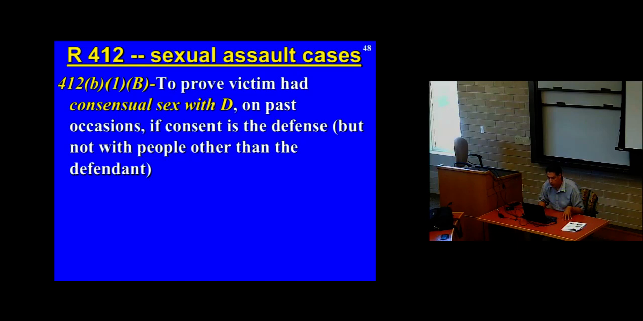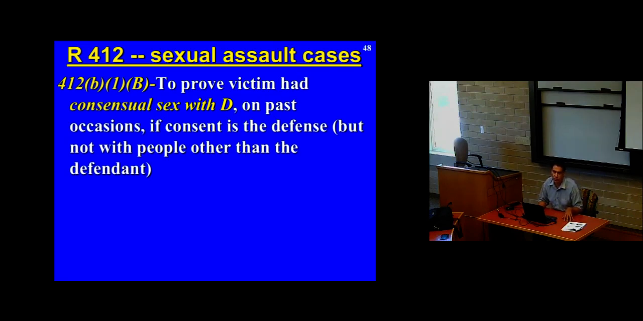412(b)(1)(B) would be if the defendant is trying to prove that the victim had consensual sex with the defendant in the past, on past occasions. So in that instance, if the defense of the defendant is consent for this particular alleged sexual assault, then the defendant can bring up the context of their prior sexual history with one another to try to show that the defendant may have thought that this was consent.